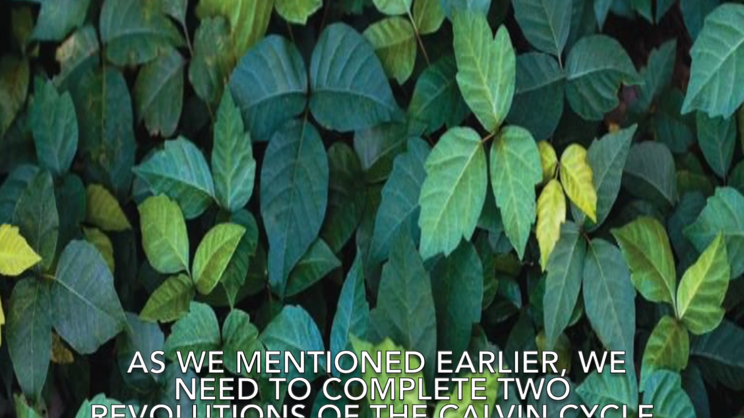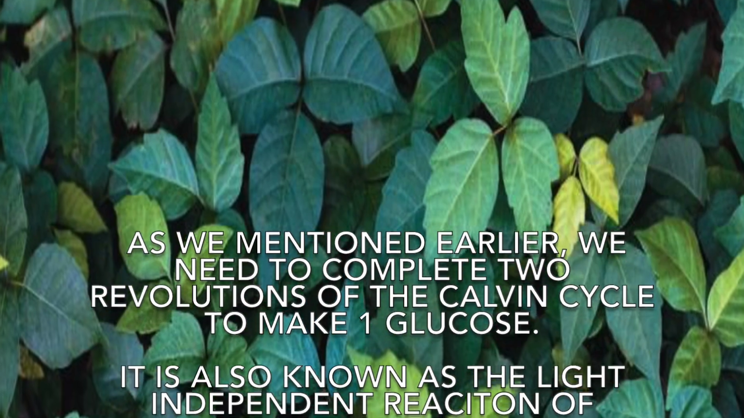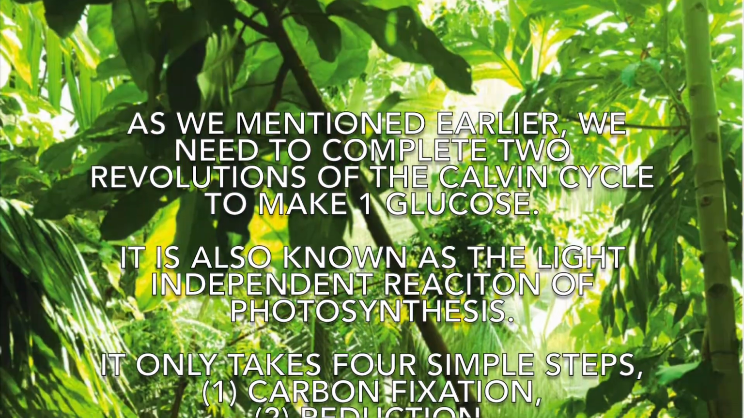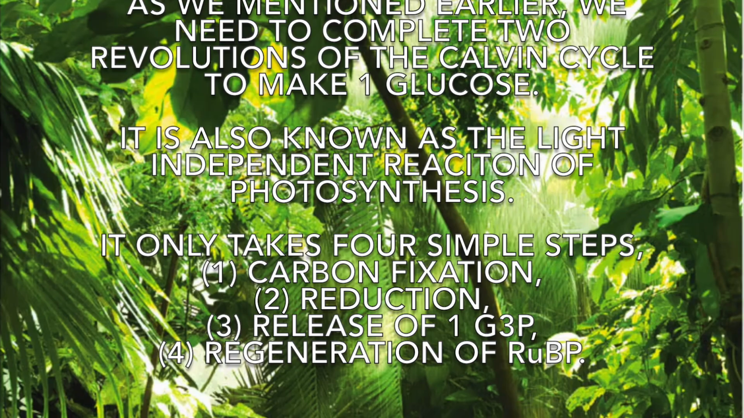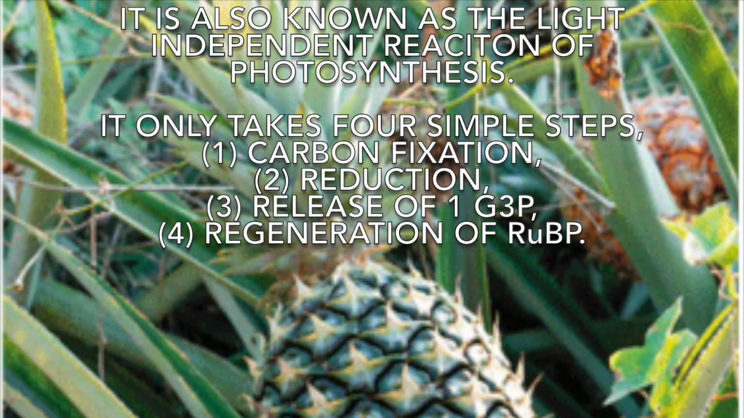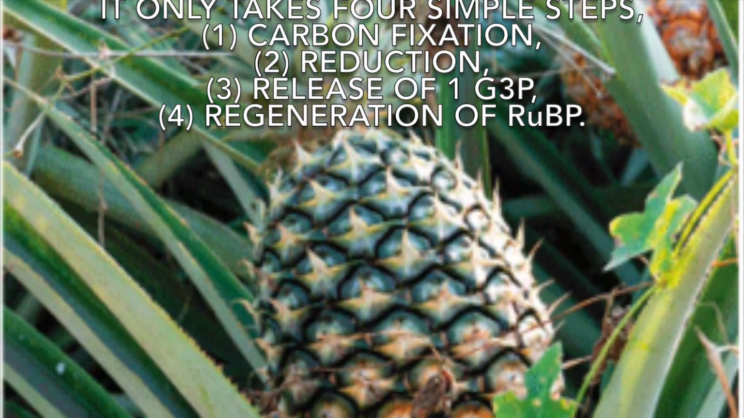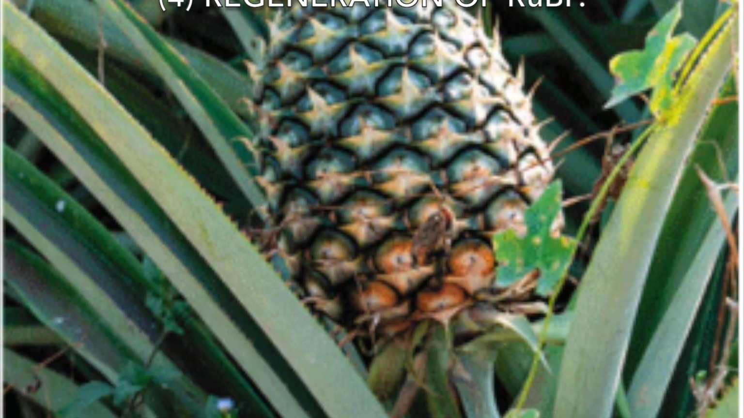As we mentioned earlier, we need to complete 2 revolutions of the Calvin cycle to make 1 glucose. It is also known as the light-independent reaction of photosynthesis. It only takes 4 simple steps: carbon fixation, reduction, release of 1 G3P, and regeneration of RuBP.